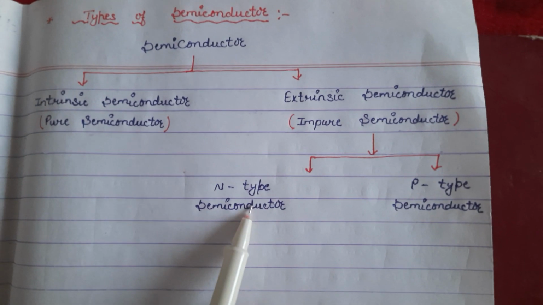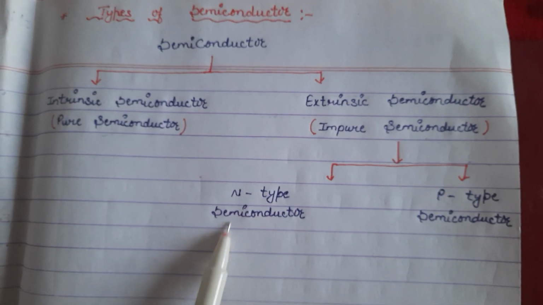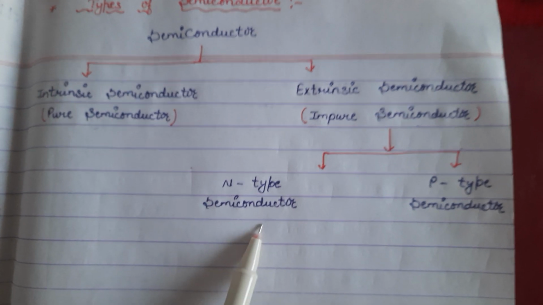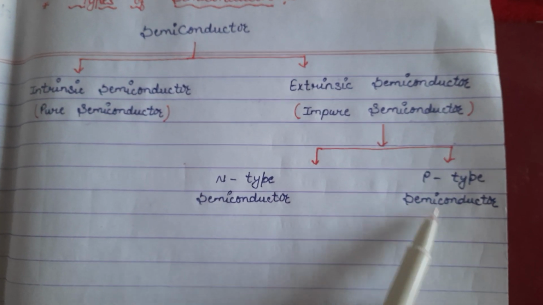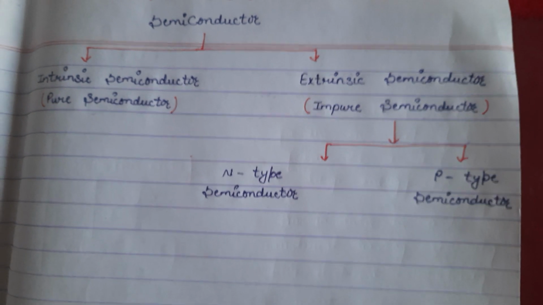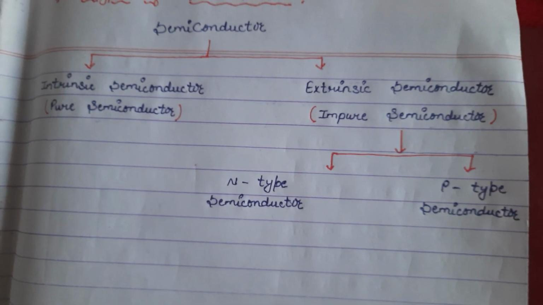In n type semiconductor we connect the n terminal with the negative of the battery, and in p type we connect the p terminal with the positive of the battery. So these are the classification of semiconductors.